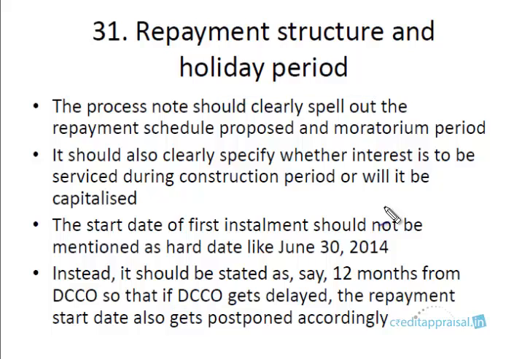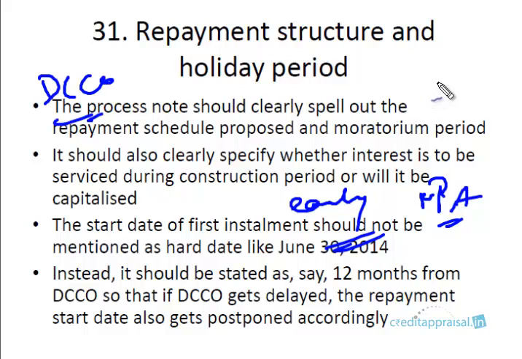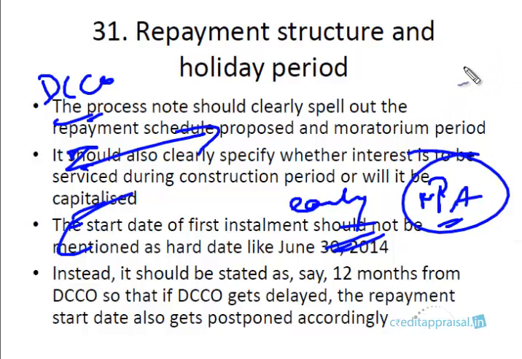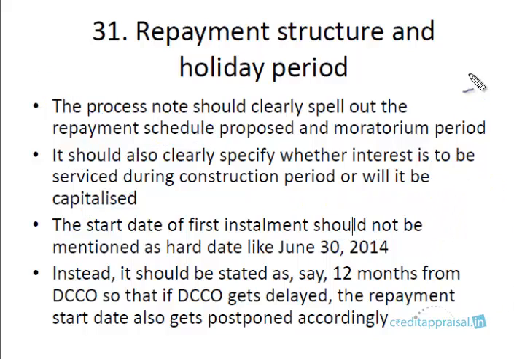Because if you are very aggressive in stipulating a very early repayment period, you will end up having a risk of NPA. If you don't take into account the DCCO, the likely project completion time, and you stipulate an early repayment, the project might become an NPA. So you have to take into account the implementation schedule of the company to fix the appropriate repayment structure.